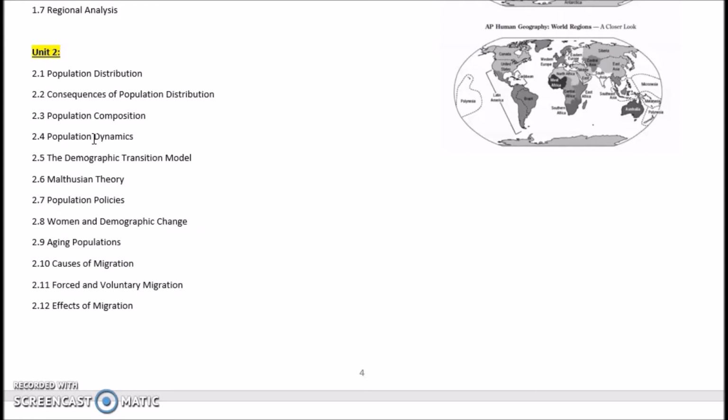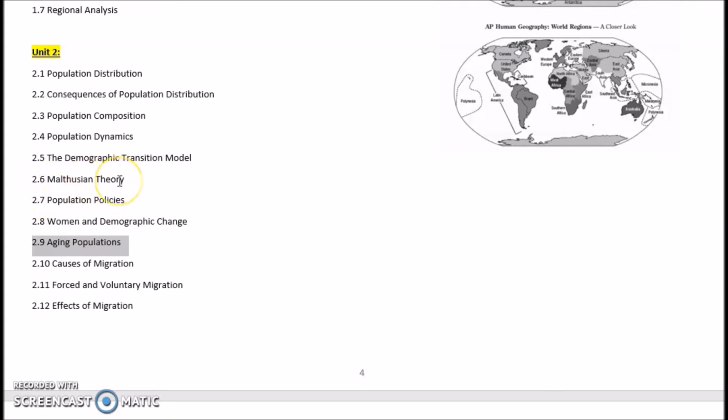Between your group members, you figure out who's doing 2.1 through 2.4, 2.5 through 2.8, 2.9 through 2.12. Try to write something down for everything. But for example, when it's talking about aging populations right here in 2.9, I want you to be thinking about places like Japan. I want you to think about stage 5 of the demographic transition model.